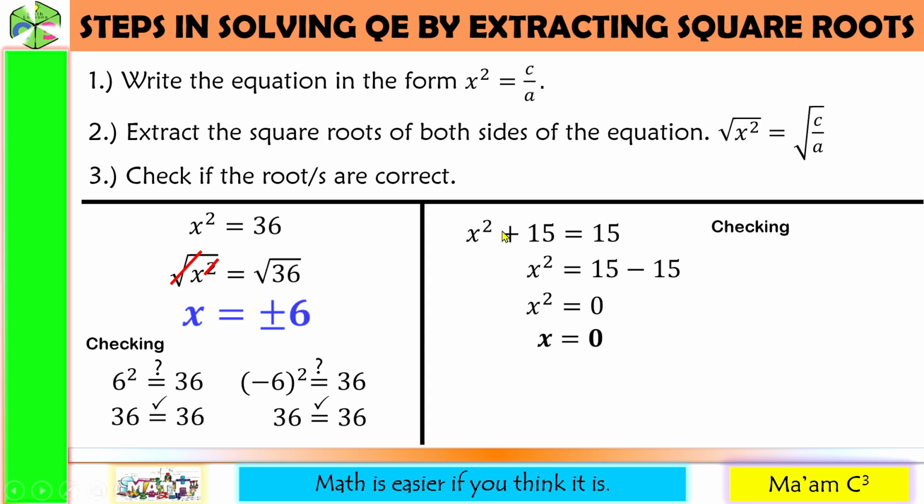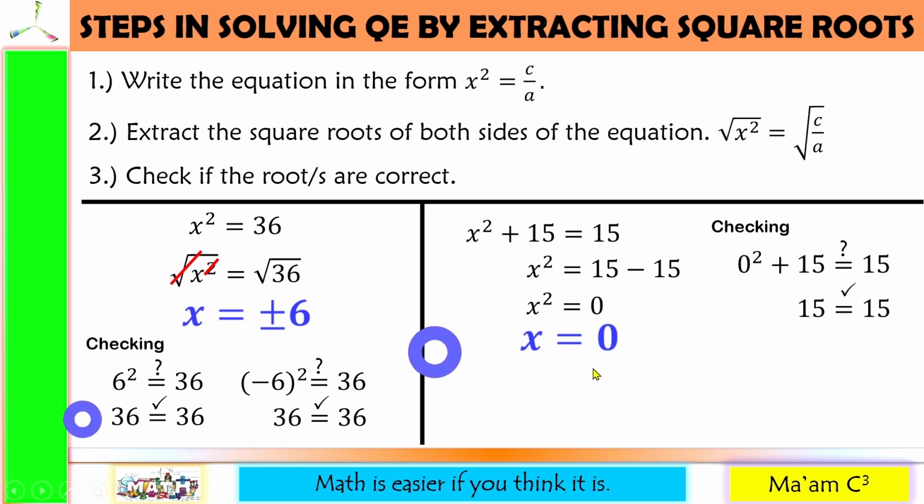Let us substitute 0 in our equation here. So this will become 0 squared plus 15 is equal to 15. Are they equal? 0 squared is 0, so this will just be 15 is equal to 15. And yes, they are equal. Therefore, our answer, x equals 0, is correct. Why? Because if you extract the square root of 0 here, it will still be 0.